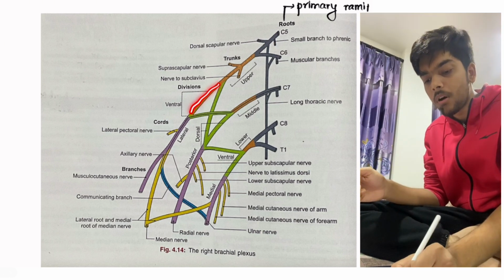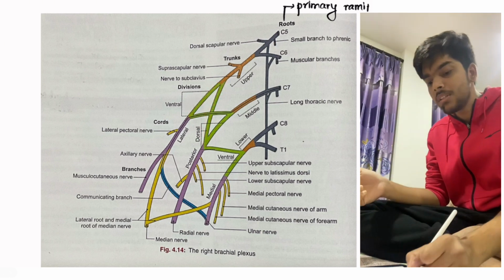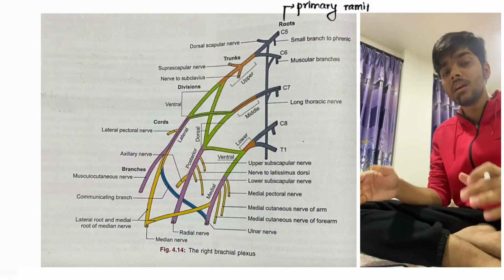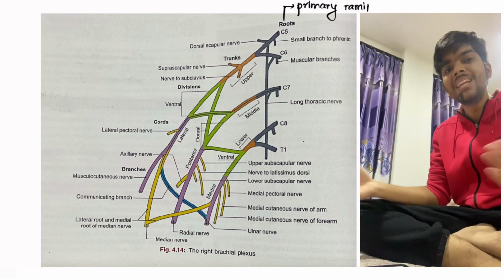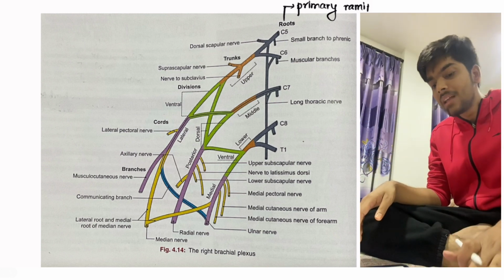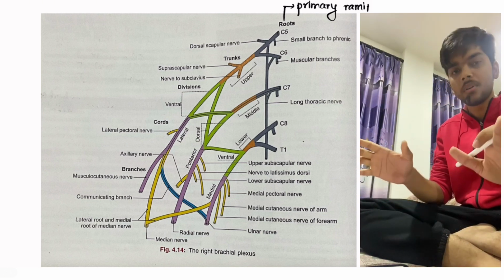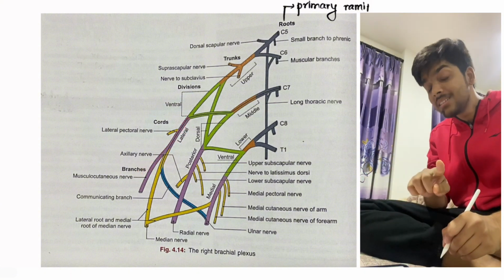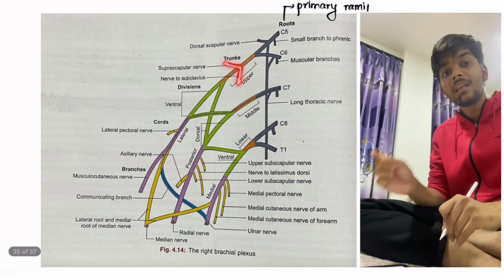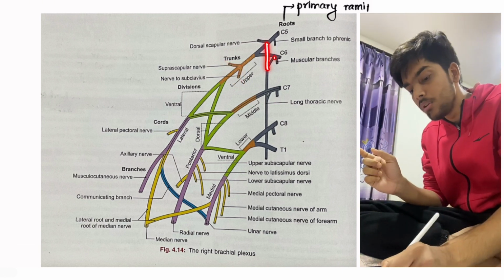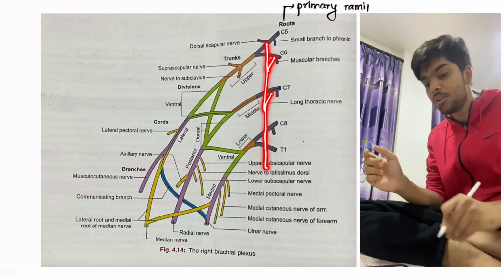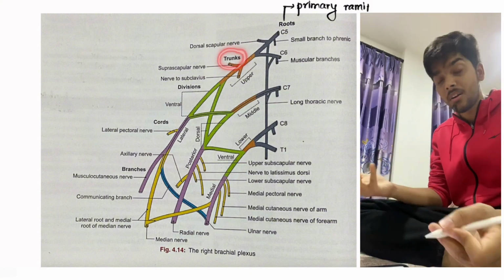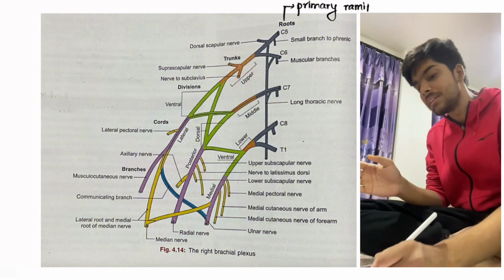Trunks bifurcate to form divisions. These divisions again fuse to form cords. And these cords, they again divide to form many branches. However, branches don't just arrive from cords. There are branches arising from cords, there are branches arising from trunks, and there are even branches arising from roots. So there are three types of branches that you need to know: those arising from cords, those arising from trunks, by trunk I really mean the upper trunk, and those arising from roots.